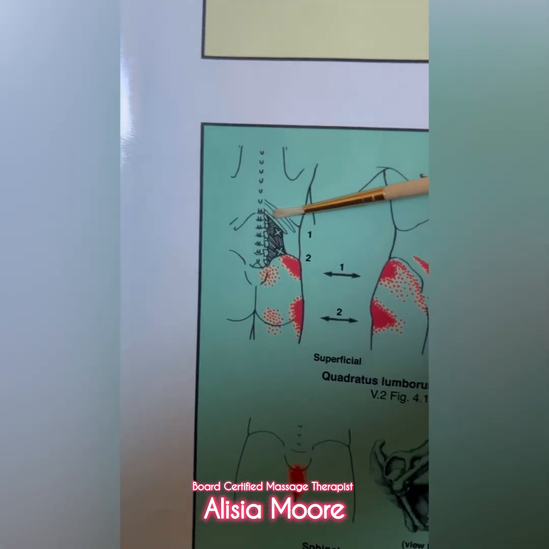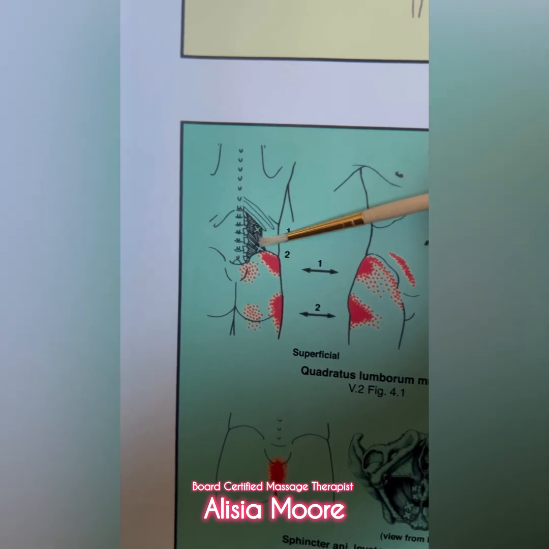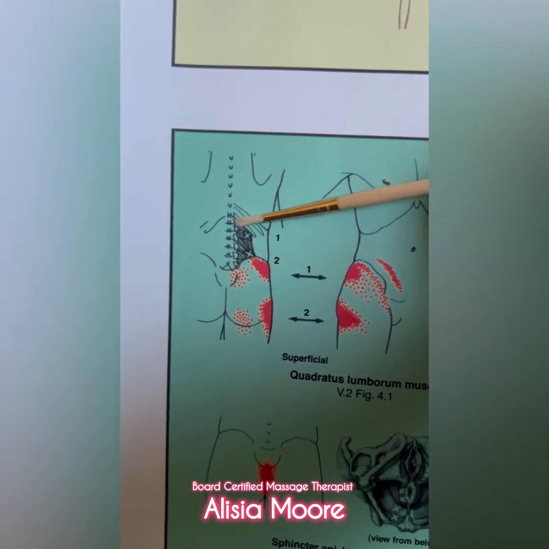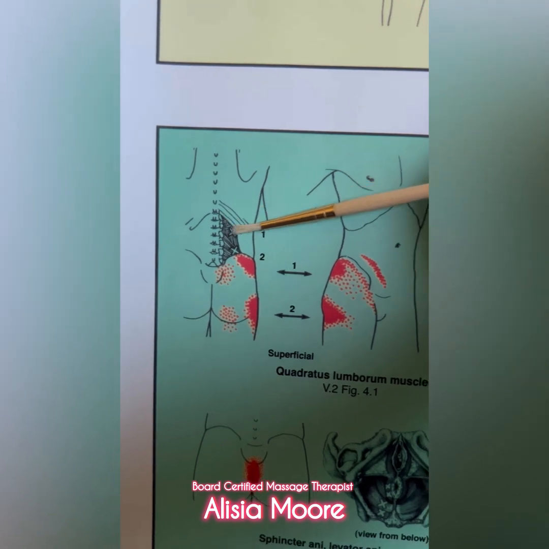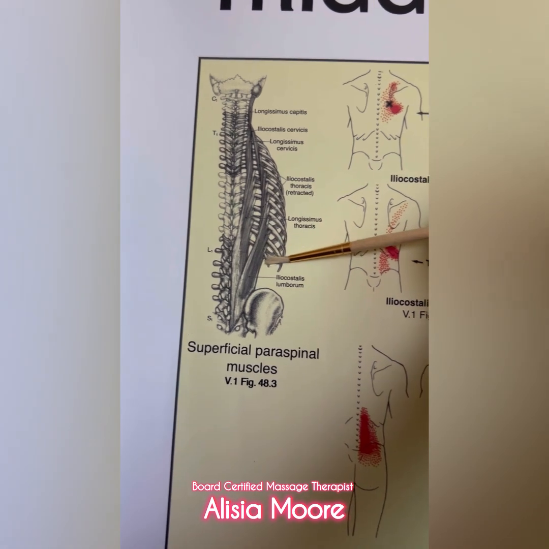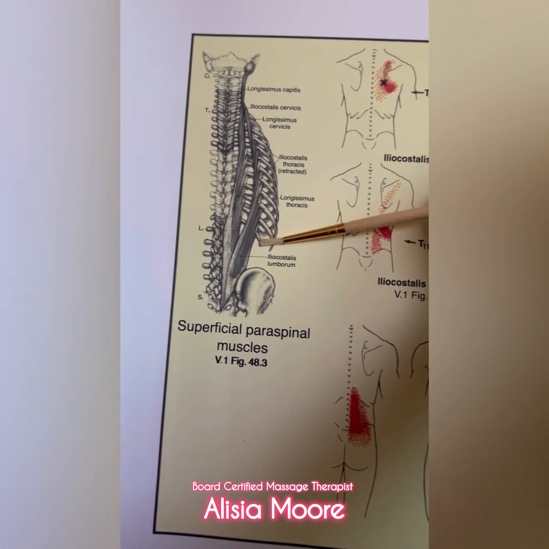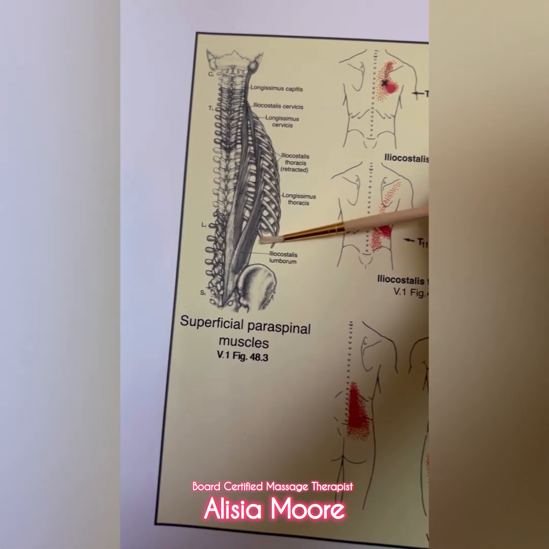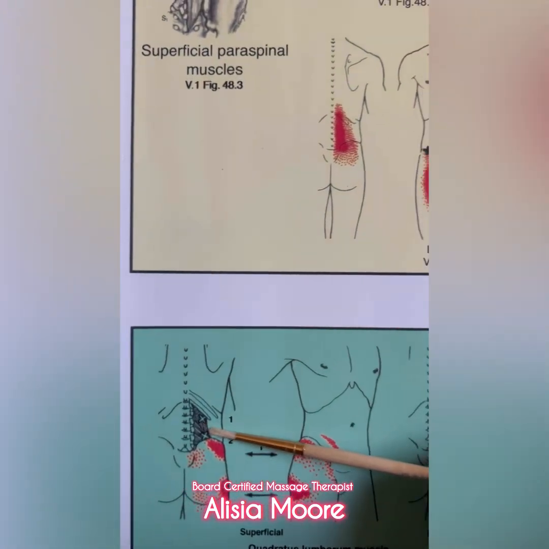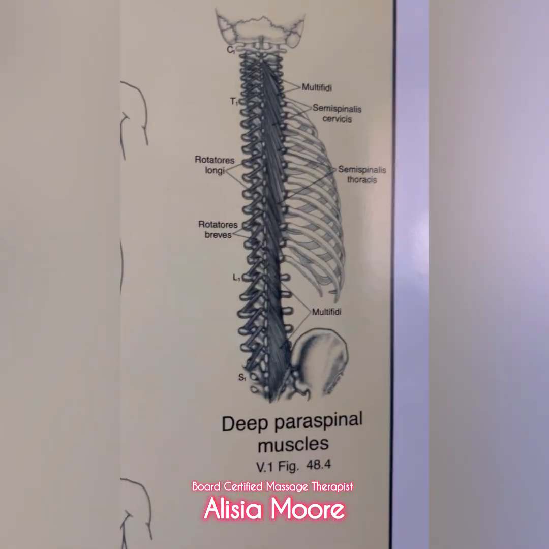It connects to the last rib. So I have to be really careful in this area because the last ribs are floating. So they're floating ribs, so being mindful of that. But if you can see here, it is actually covered by some of these superficial paraspinal muscles. Okay. And so this one actually lies deep to these.